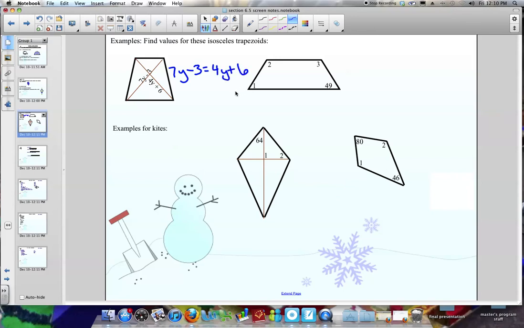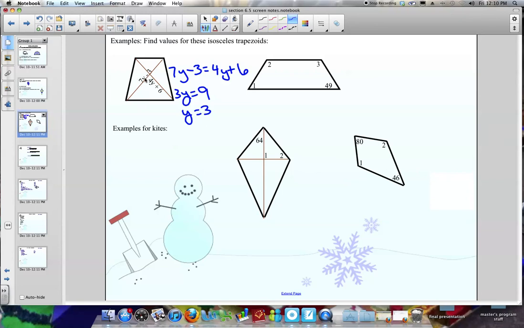We would do our algebra, minus our 4y over to this side, and we would get 3y. And then we would add 3 over to this side to our 6 and get 9. We would divide by 3, and y is 3. If you just want to know what the variable is, you're done. If you want to know what the length of the diagonal is, you have to take your value of 3 and plug it back in.